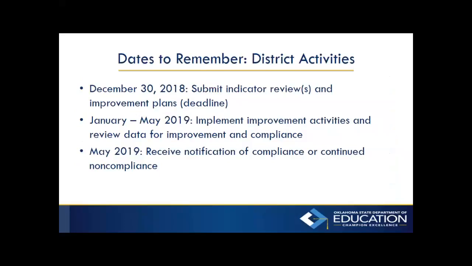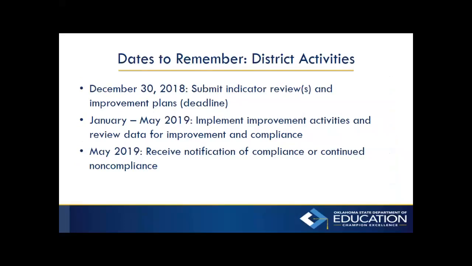So some dates to remember for the district: December 30th. We need you to submit your indicator review in GMS and your improvement plans. That is the deadline for our internal review and to give you guidance and feedback. Once you're finished with that, January through May is when you need to implement your improvement activities, whatever it is that you have identified as areas where you need to make changes or put different processes or procedures in place. You need to implement those and check to make sure that they are working.